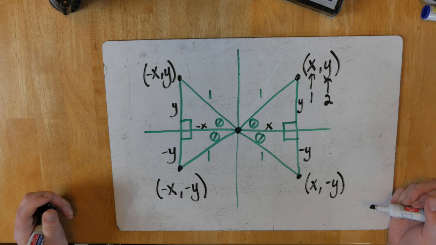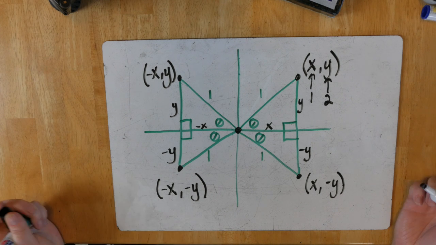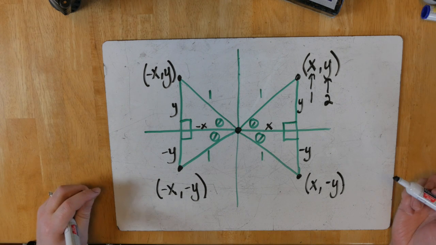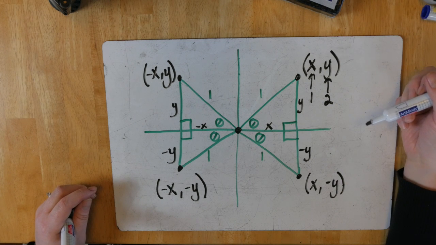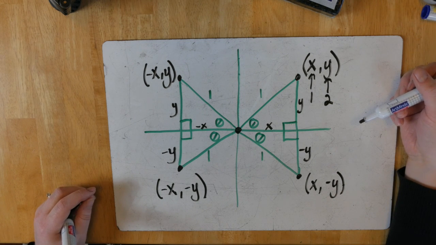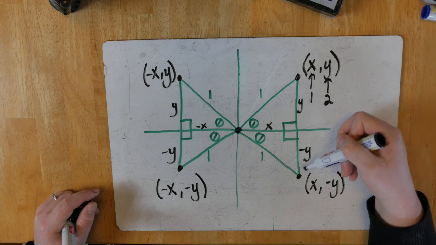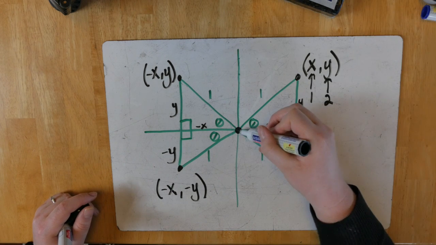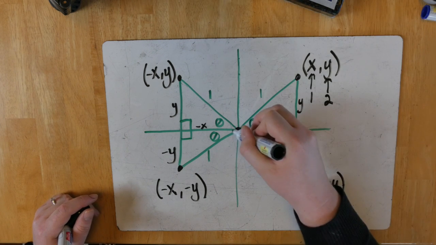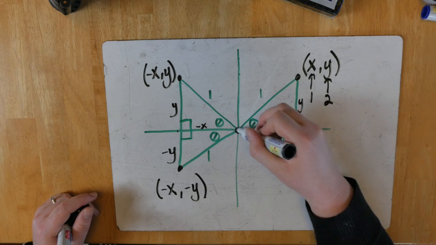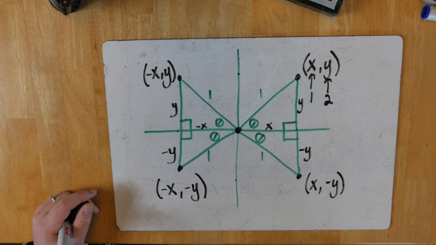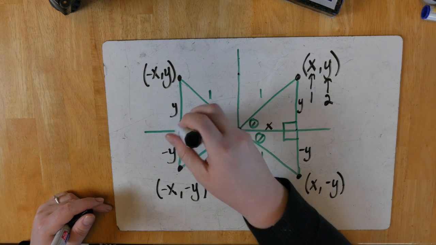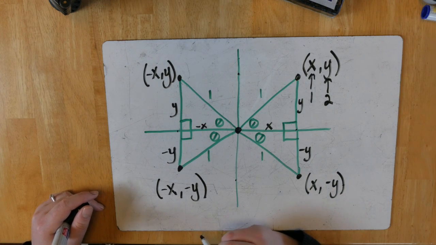So maybe that helps with the next misconception that I want to talk about, which is where students get confused about what is positive and what is negative. And for x and y, that simply depends on, did you go along the positive x-axis or the negative x-axis? Did you go along the positive y-axis or the negative y-axis?